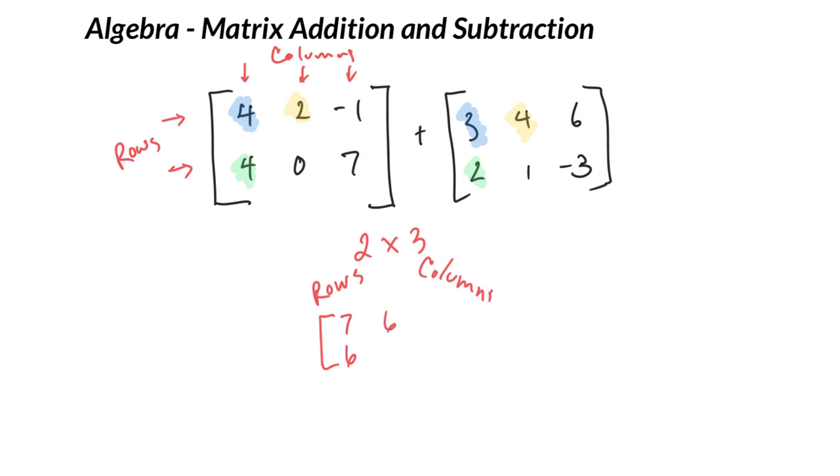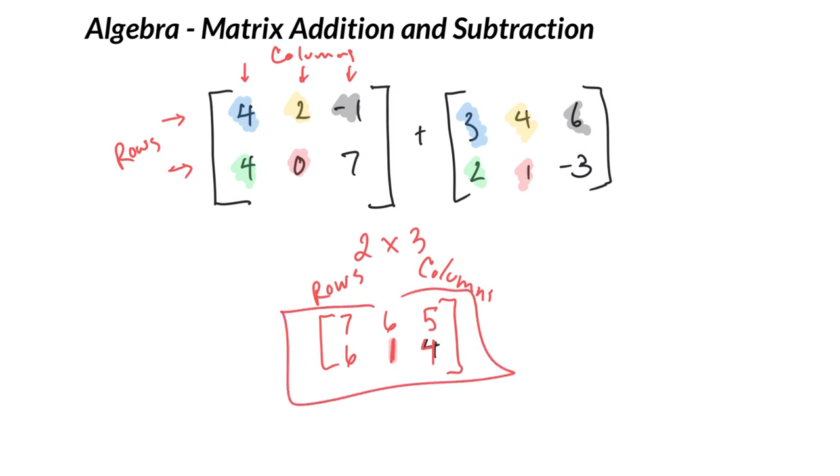Then go here and here. 0 and 1 is 1. We'll go here and here. Negative 1 plus 6 is 5. Oh, put the 1 there. And finally, 7 and negative 3, that last spot, 7 plus negative 3 is 4. And there's our solution matrix. So just look at the corresponding spots and add them up.